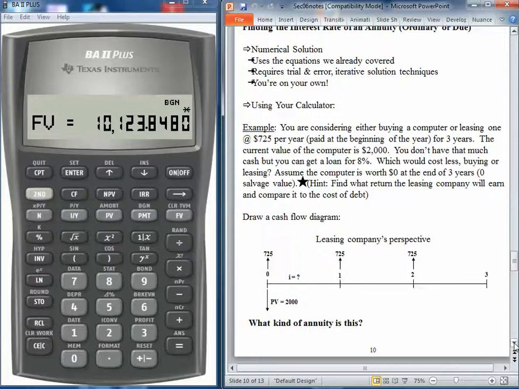In fact, today when you lease an automobile or some other asset, fair lending laws say that they have to give you an equivalent or an implied interest rate. And this is where they're going to solve for this problem. So we assume that the computer is worth 0 at the end of 3 years, so it has no salvage value. And we want to find the return that the lease is charging and compare it to the cost of debt. So our timeline looks like an annuity due, where we are paying 3 equal payments of $725 beginning today. We know that the present value is $2,000 and the interest rate is unknown.